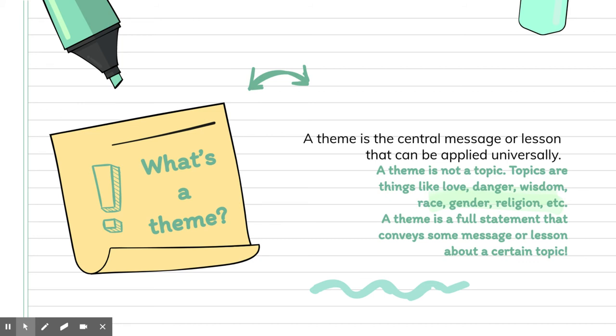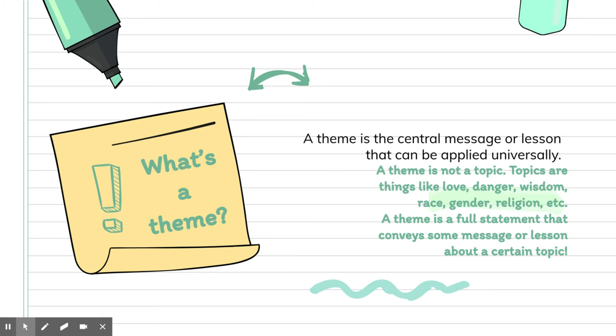So a theme is the central message or lesson that can be universally applied. Now, what I mean by that is you take a theme or a lesson from the story, and you can be like, oh, Goldilocks and the Three Bears taught me that you shouldn't mess with other people's stuff. That can be applied to other situations in your life. Like maybe if you want to say to your little sister or little brother, hey, I want to teach you a lesson about how you shouldn't mess with my stuff. You might tell them that theme or that message or that lesson based on what you read from Goldilocks and the Three Bears.